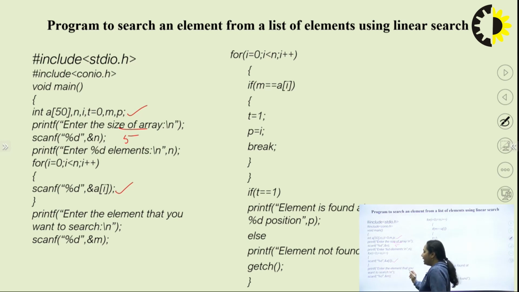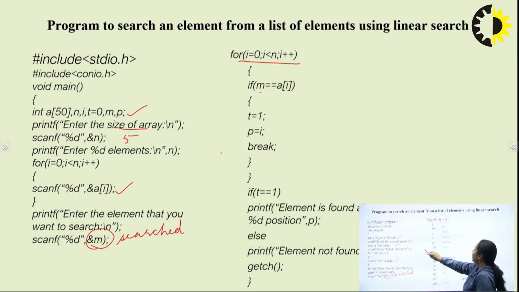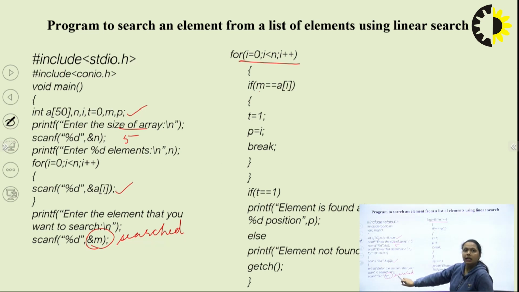Now, the element which is to be searched is being stored in M. It is the element which is to be searched. Now, this is the logic part, what we have discussed before in the algorithm. That is for i is equal to 0 to less than n. What we are doing? We are comparing the element M, which is to be searched, with each and every element of the array. Here t is equal to 1 and p is equal to i.